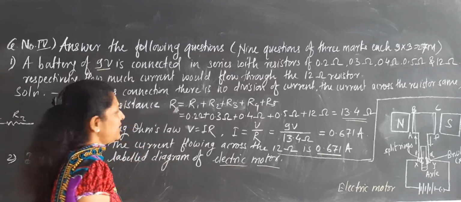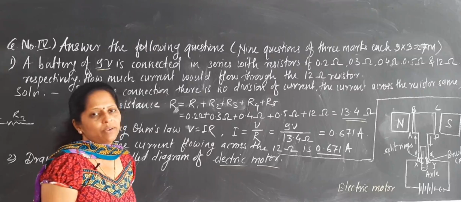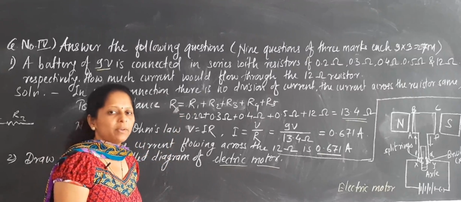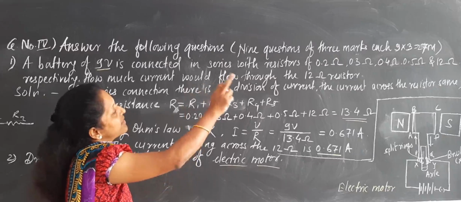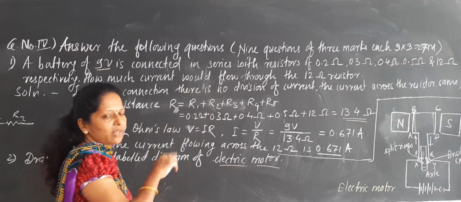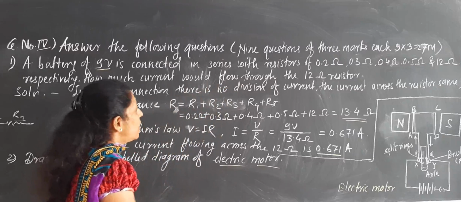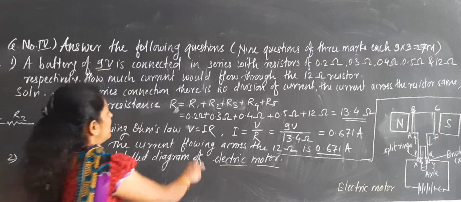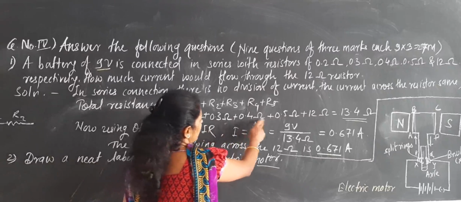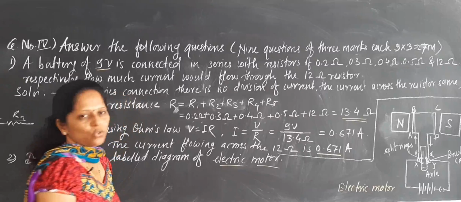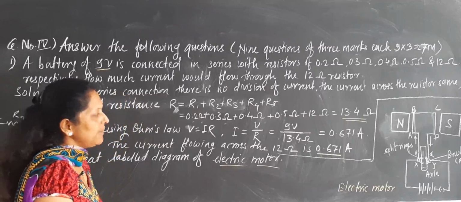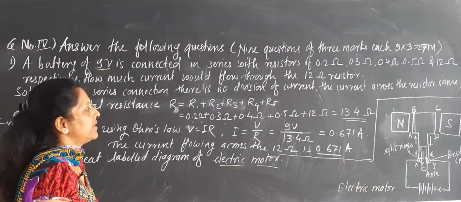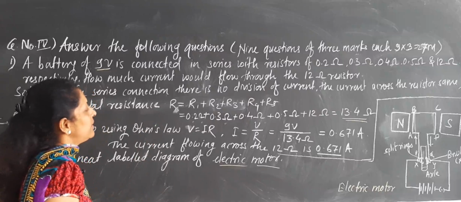So here the total resistance or equivalent resistance in series, that is RS, is equal to R1 plus R2 plus R3 plus R4 plus R5. However many resistors they gave, you should write that many first. Then take all the resistors in series connection. For every resistor, write its resistance in ohms: 0.2 ohm plus 0.3 plus 0.4 ohm plus 0.5 plus 12 ohm. Then you should calculate that properly.